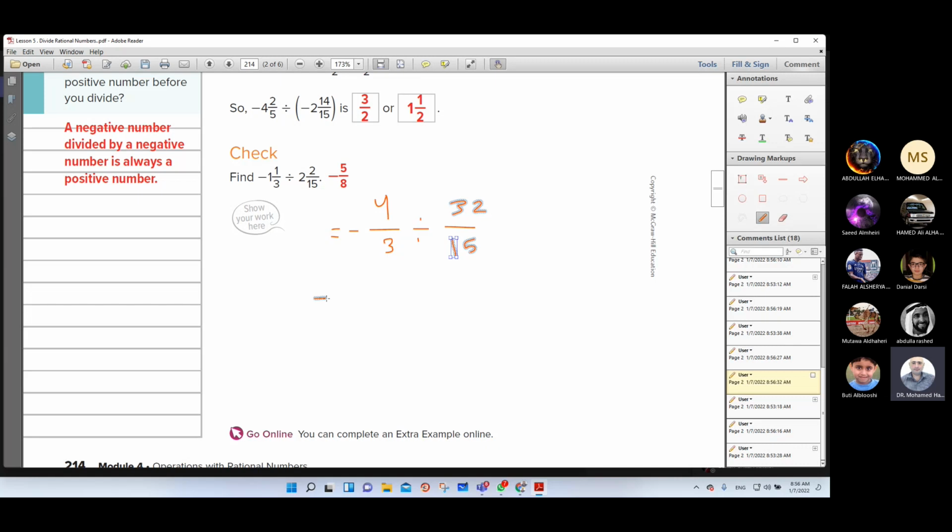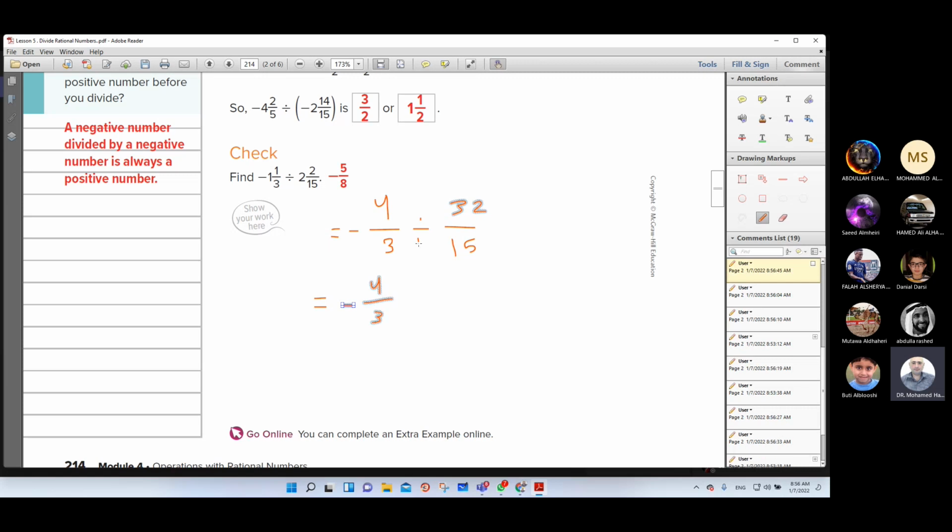Then use the rule. Keep the first number, keep the same numerator. Negative 4 over 3. Then change from divide to the multiply. Then find the reciprocal to the second number, to the denominator. 32 over 15 will be 15 over 32. Then you can do simplest form here.